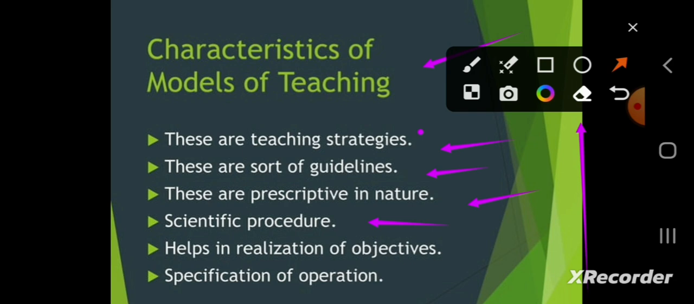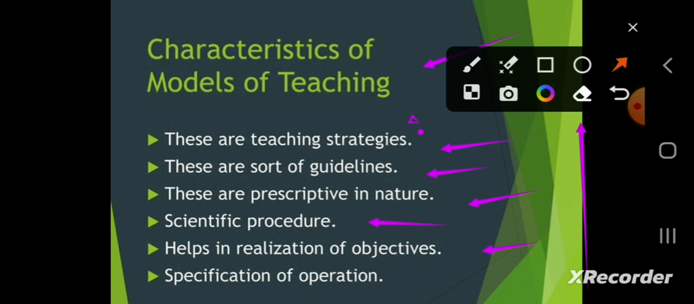Scientific procedure. Many teaching models are based on scientific research and educational theories. They draw on findings from educational psychology, pedagogy, and cognitive science to inform their design. This ensures that the strategies and practices recommended by the model are grounded in evidence and are likely to be effective in promoting learning.